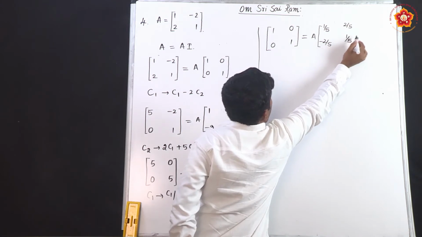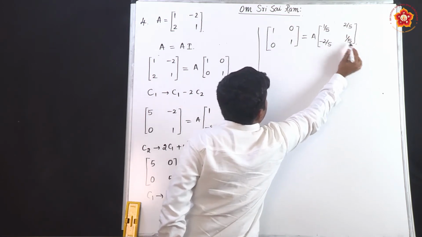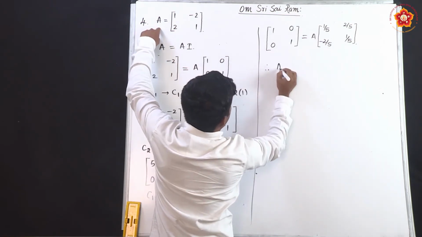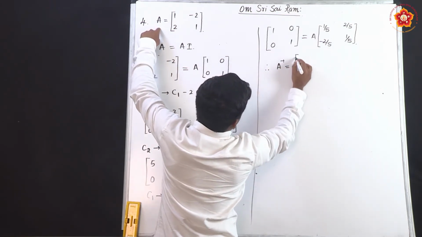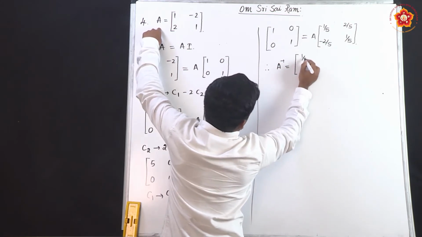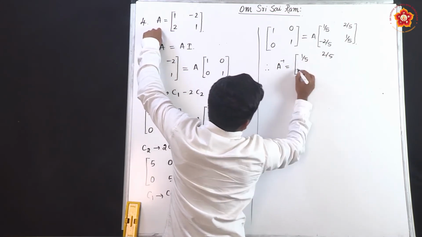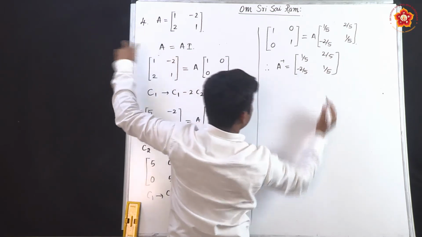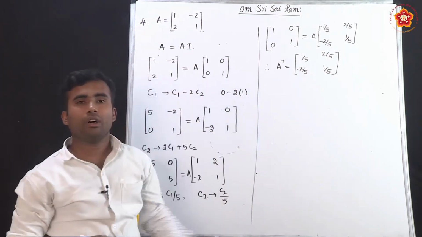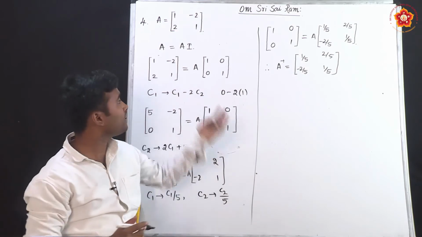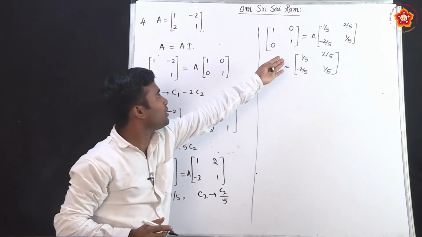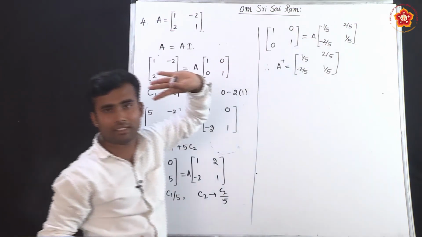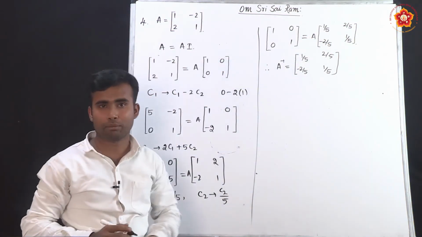So, 1 by 5. So, now this is the inverse matrix of this one. Therefore, we can write A inverse is 1 by 5, 2 by 5, minus 2 by 5, and 1 by 5. See, you can use elementary row operation also, you will get the same answer. So, what you are going to have? A into A inverse is identity matrix, that is from the definition of invertible matrix.